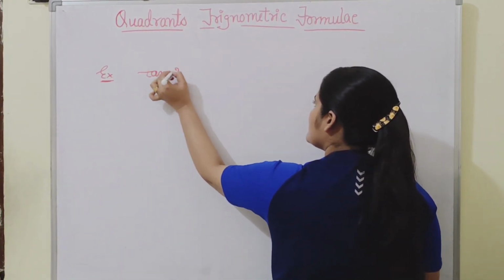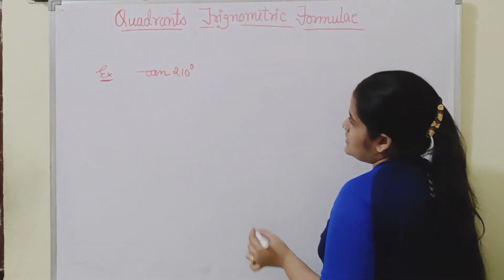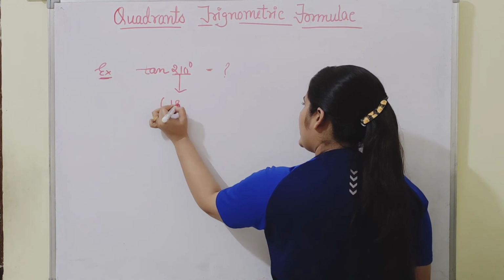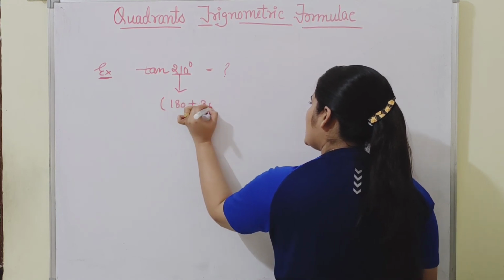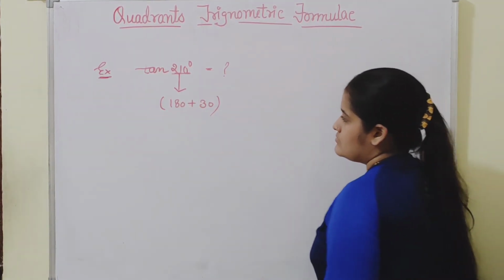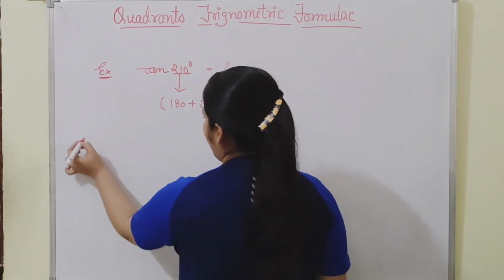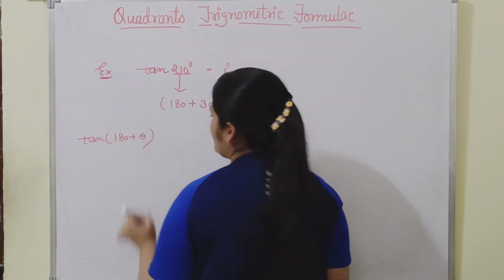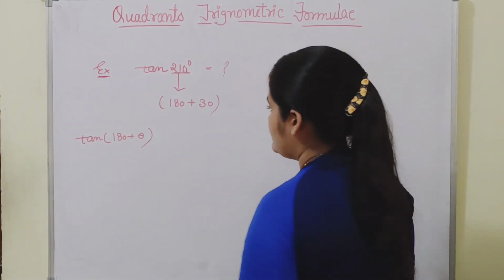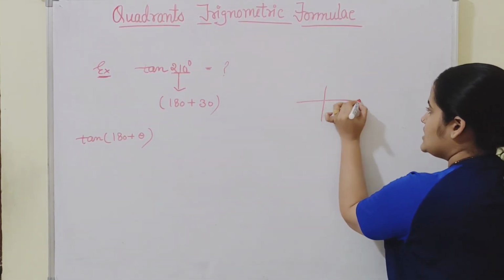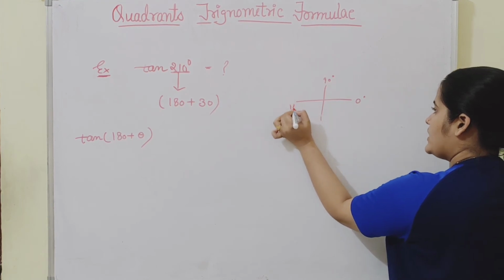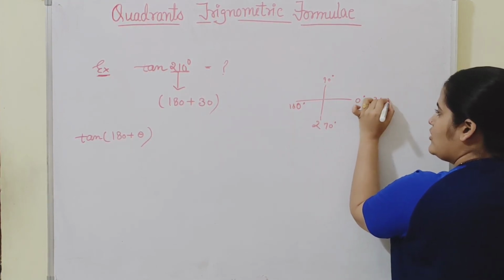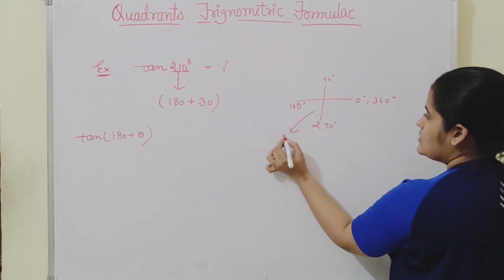Tan 210 degree. How do we calculate this value? We break down this angle into 180 plus 30. So we know that tan 180 plus theta lies in the third quadrant, among 0 degree, 90 degree, 180 degree, 270 degree, 360 degree.